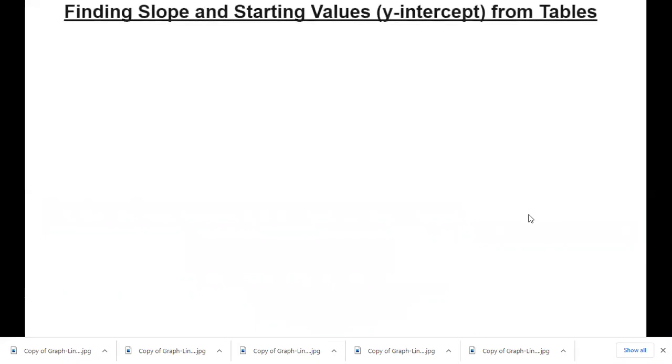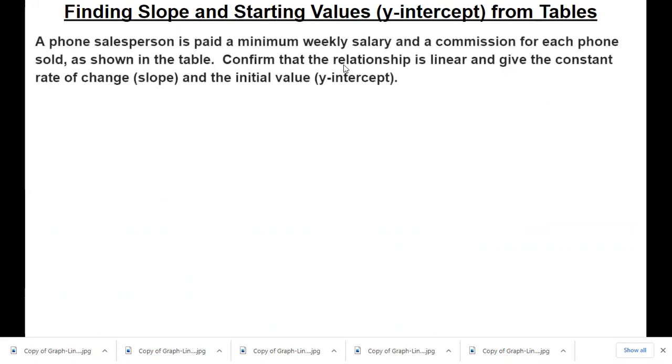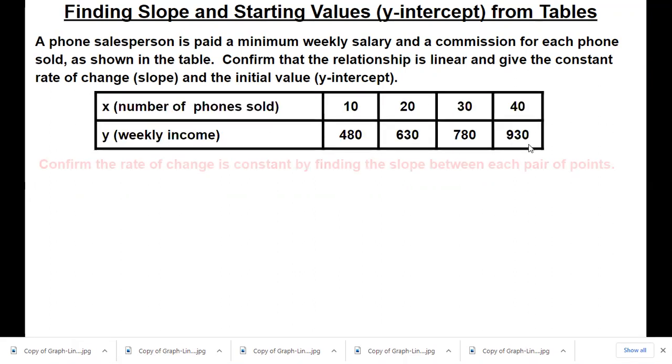Okay, hopefully you paused the video and did your questions for your turn number 1, and now we're starting on the second portion. Finding slope and starting values, y-intercept from tables. A phone salesperson is paid a minimum weekly salary and a commission for each phone sold, as shown in the table. I'll bring the table up here. Confirm that the relationship is linear and give the constant rate of change, the slope, and the initial value, the y-intercept. The initial value is where x equals 0.